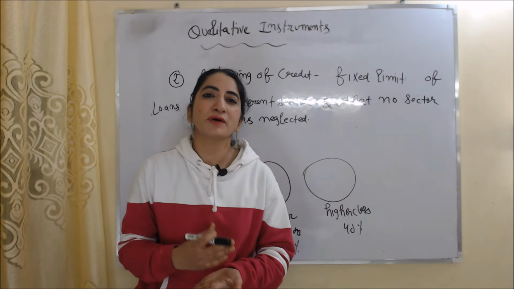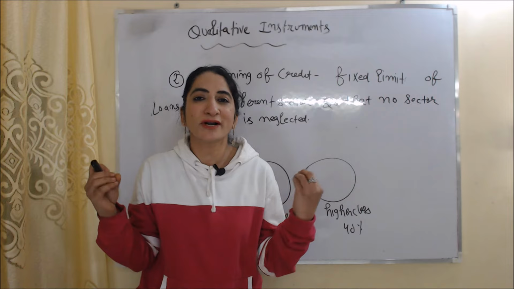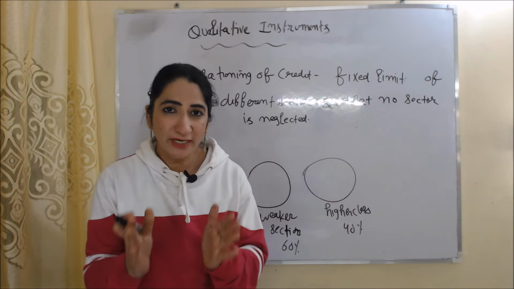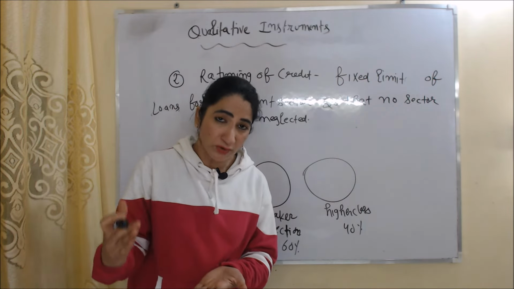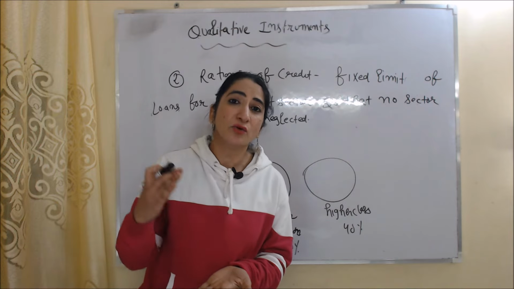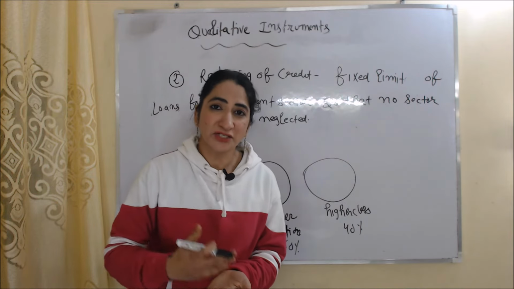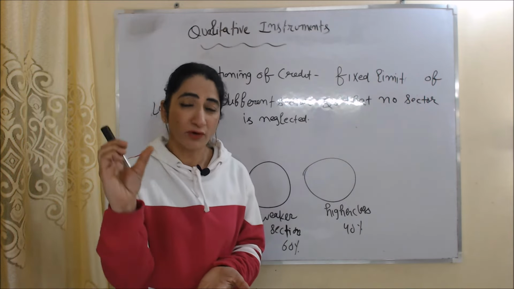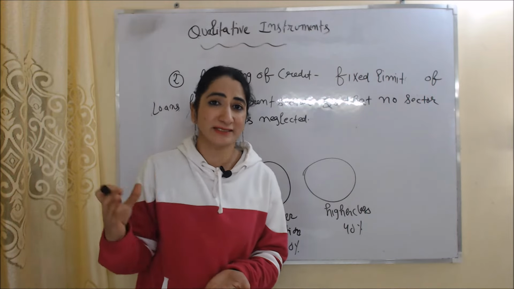Now we are going to talk about the next qualitative instrument. It is called rationing of credit. Rationing of credit means setting fixed limits for loans for different sectors so that no sector is neglected.